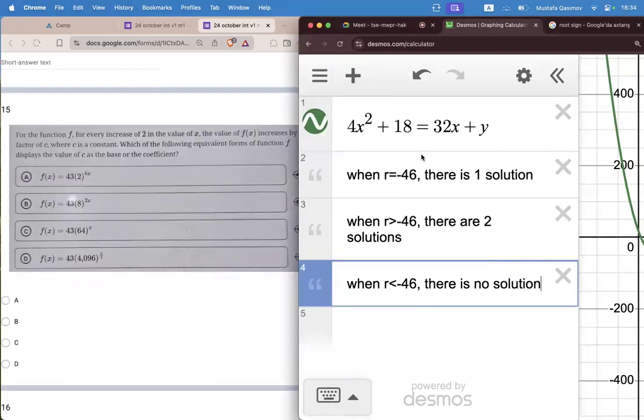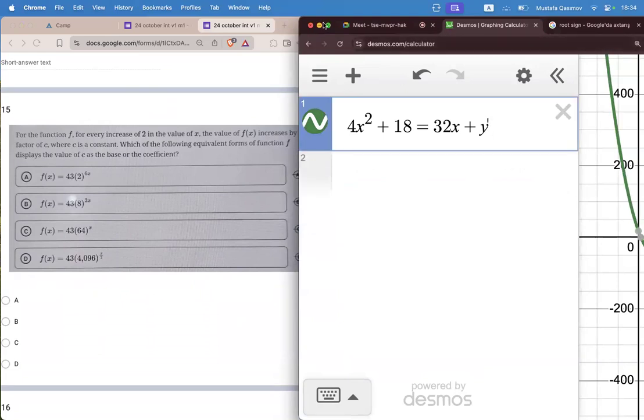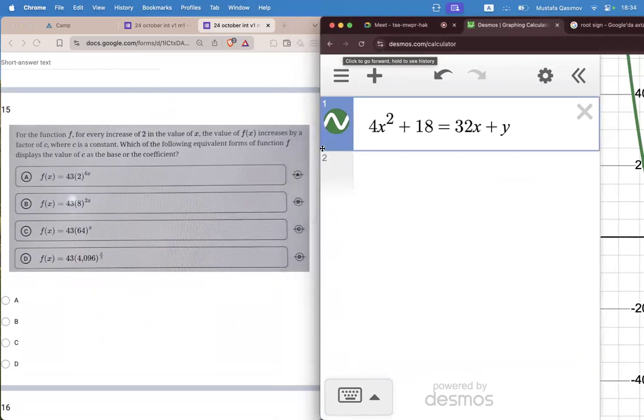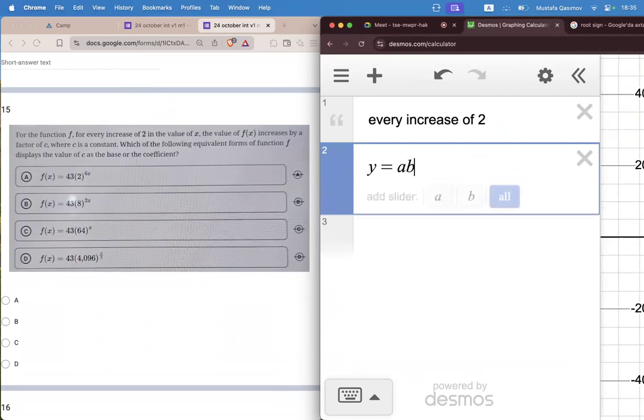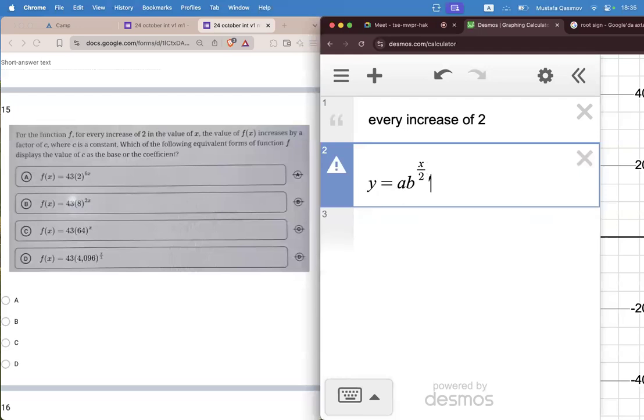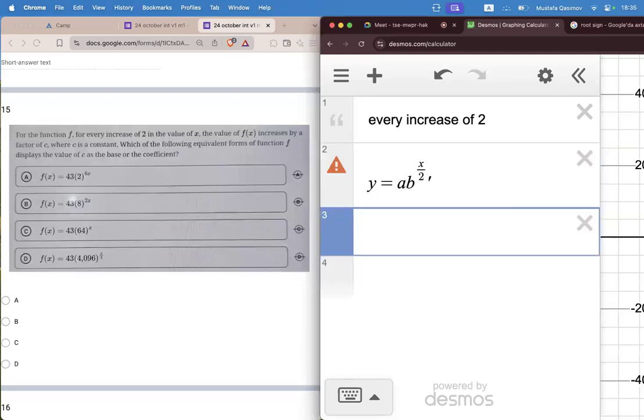15. For 15, for the function f, for every increase of 2 in the value of x, f of x increases by a factor of c. When you have every increase of 2, it means that it has to be in this form: y is equal to a b to the power of x over 2, like that. If it was, for example, 0.5, then it would be 2x, like this. So that's why the answer is D. Any question?